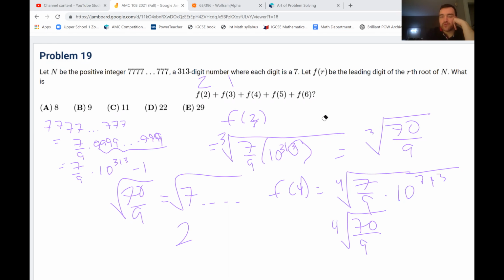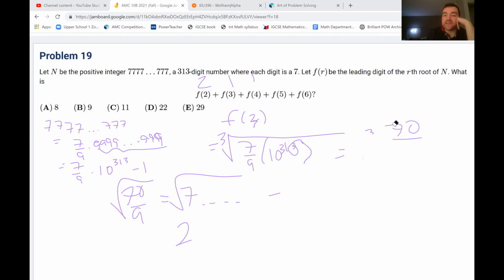2 to the power 4 is 16, so you're bigger than 1, less than 2, so that's going to be a leading digit of 1. Now 5 is weird because 5 doesn't go into 312, right? But 5 goes into 310. So that means we are actually going to have 3 10s left over, right?